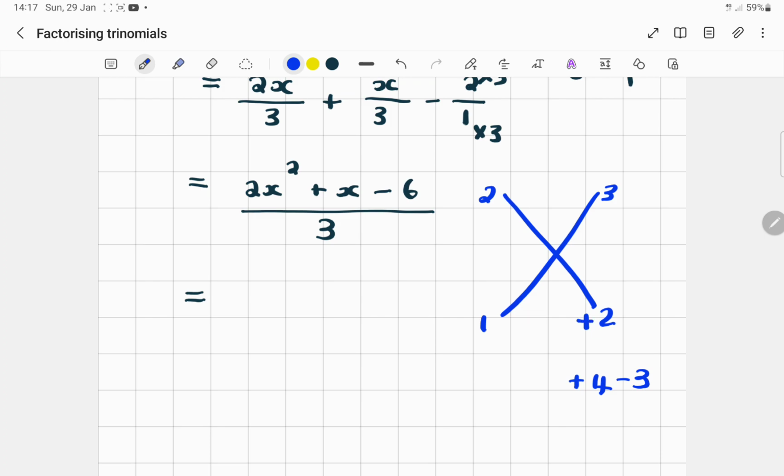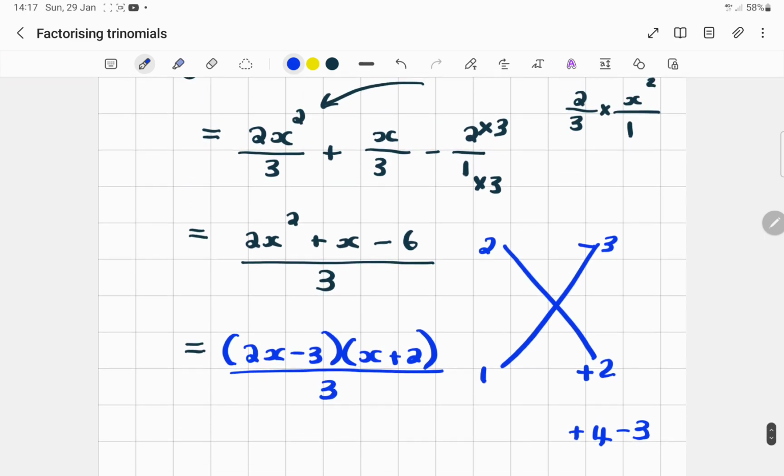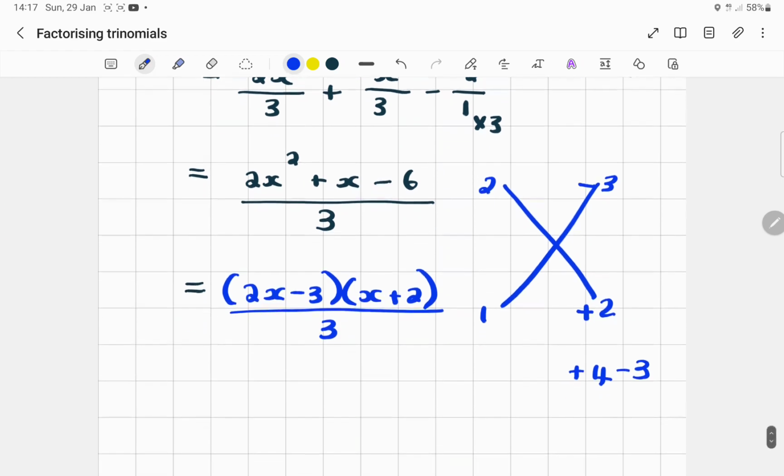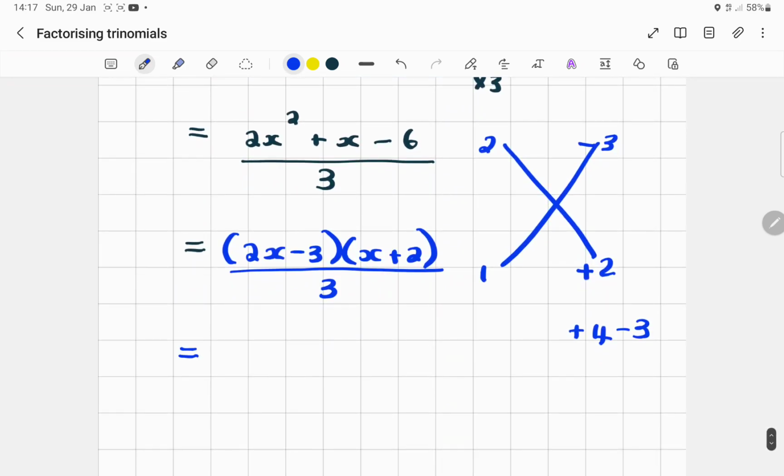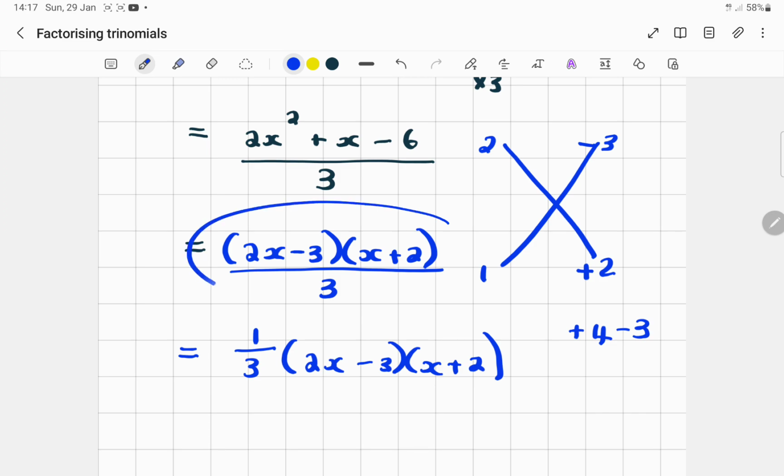2 times 2 should get the positive. 1 times 3 should get the negative. So your brackets are going to be 2x plus 2. Sorry, I always do that. I go down. 2x minus 3. x plus 2 all over 3. I'm just going to test myself quickly. 2x times x is 2x squared plus 4x minus 3x gives you a positive x minus 6. Okay, and then you can write it as a third times 2x minus 3, x plus 2. Or you can leave it like that. Okay, both of these answers are perfectly correct.